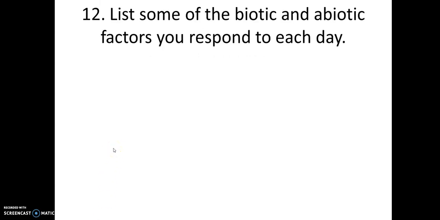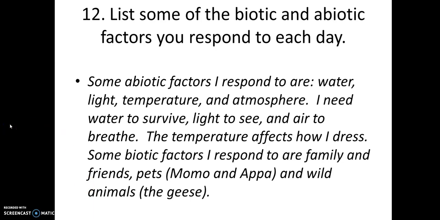Question 12. This might be different for you guys, but list some of the biotic and abiotic factors you respond to each day. So biotic is living, abiotic is not living. So some abiotic factors I respond to are water, light, temperature, and atmosphere. I'm responding a lot to temperature because it's been very hot and then not very hot, but it's been hot and then cold. Hot, cold, hot, cold.